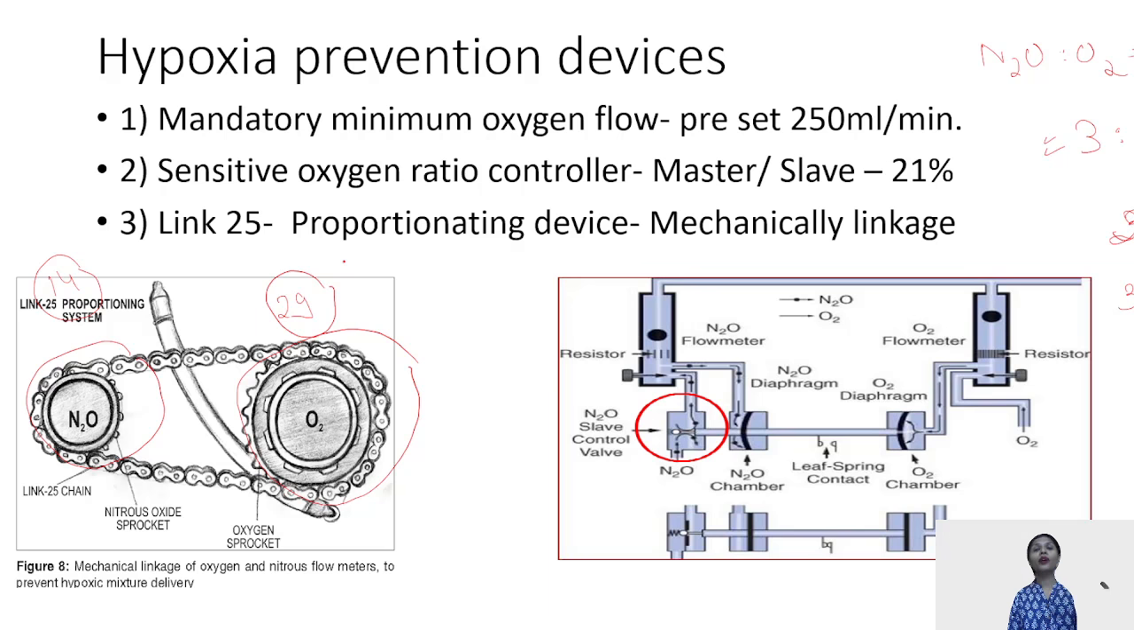These are the principles based on which all the hypoxia prevention devices are formed. Either a minimal amount, 250 ml per minute, of oxygen has to be delivered, or the oxygen ratio has to be around 21%. In Link 25 also, a minimum proportionate 33% of oxygen has to be delivered to the patient. Unless these 3 things are satisfied, the nitrous oxide is never going to increase, or it will abruptly stop. I hope this is clear.